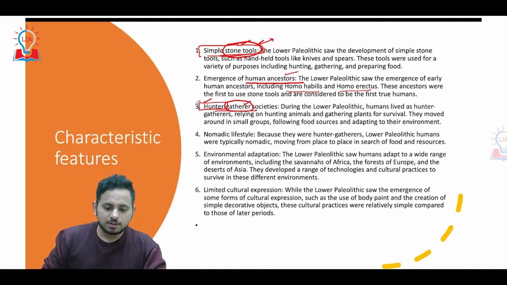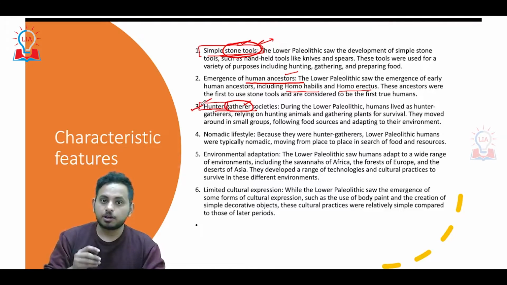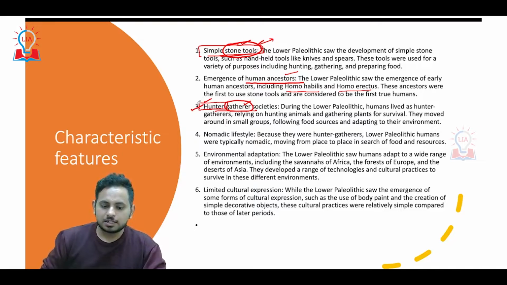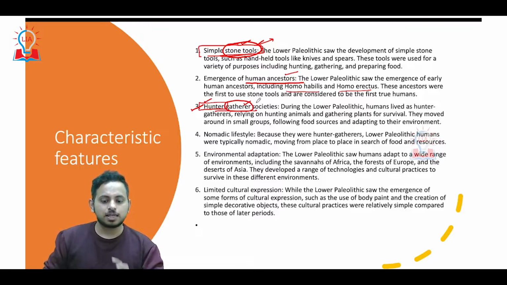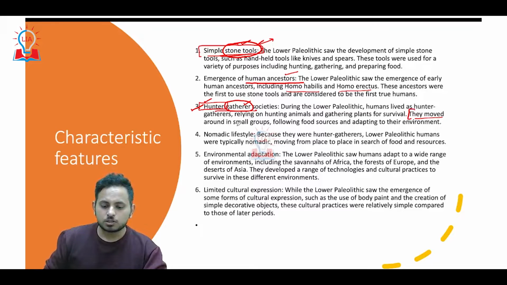So because they were hunters and gatherers, their society is called a nomadic or a semi-nomadic society, because they couldn't afford to live at a particular place for a very long time and carry out hunting and gathering. It was impossible for them. So what did they do? They started moving from one place to another place. This is called the nomadic or a semi-nomadic community. You can see here, they moved around in small groups, following the food sources and adapting to the environment.